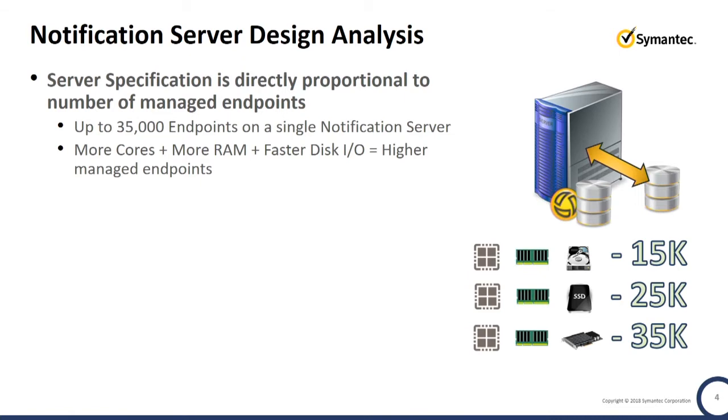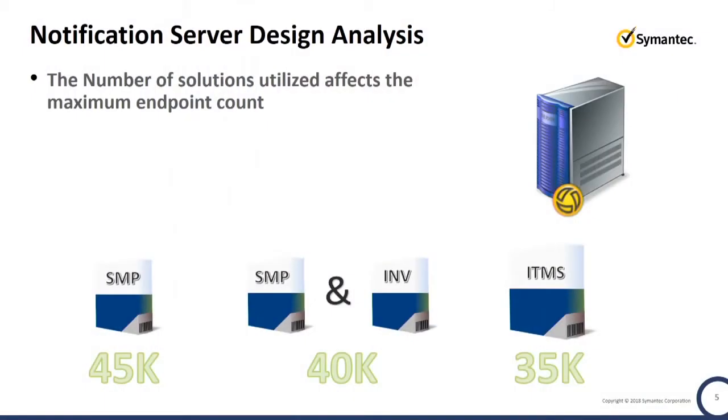So some of these are obvious, but we forget about them, right? We just do our day-to-day jobs, go and administer the ITMS, but we forget that it grew to 5,000 nodes, and we forget the numbers. Another obvious one is the number of solutions you use increases or decreases the number that you can support on a notification server. In this example, 45,000 easily, just putting the S&P on. I don't know why you would. S&P and inventory might be about 40,000, and the full ITMS supports, or our supportability statement is 35,000 per notification server that's properly designed.